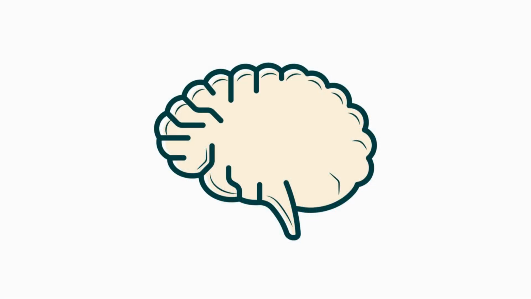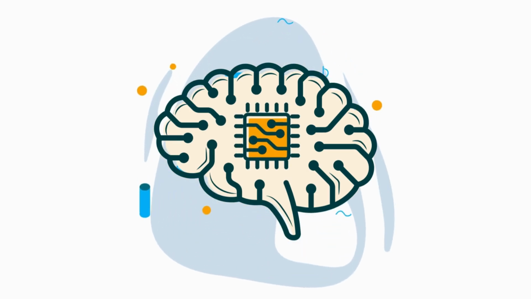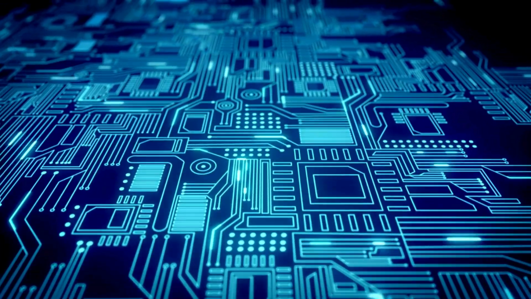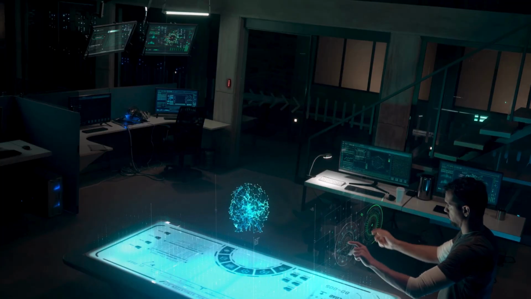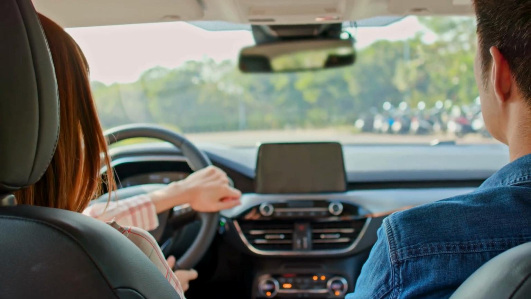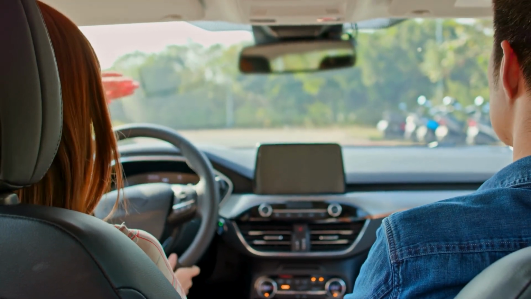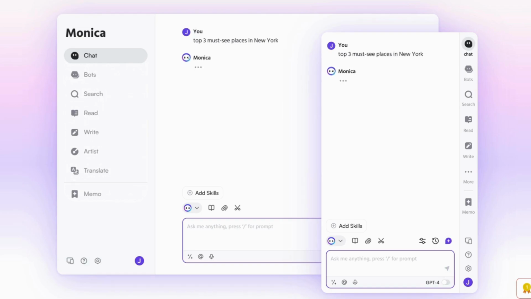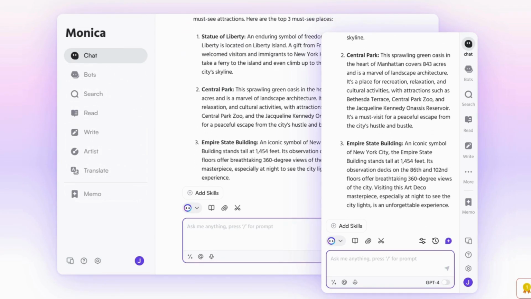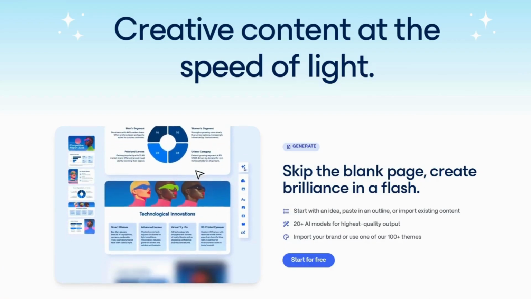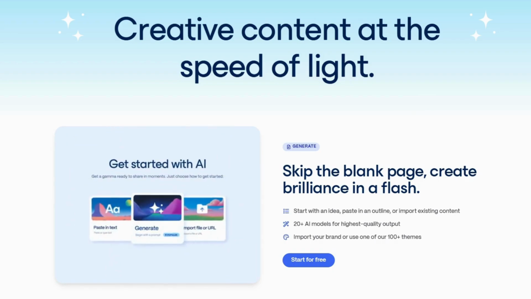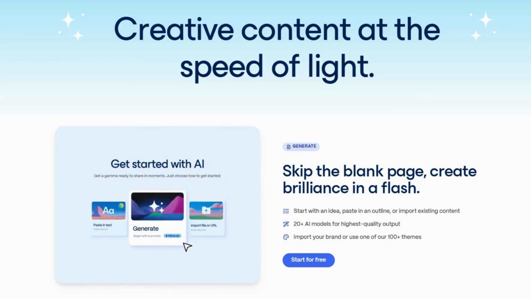Now let's talk about a term you've probably heard a lot: machine learning. Put simply, machine learning is when an AI system improves over time by learning from data. Think of it like learning to drive. The more you practice, the better you get. It works the same way with AI. For example, Monica AI can learn how you usually write emails and help you write faster in your own tone. Gamma, on the other hand, gets smarter at suggesting slides based on how people interact with it. Nothing magical. That's just machine learning doing its job.